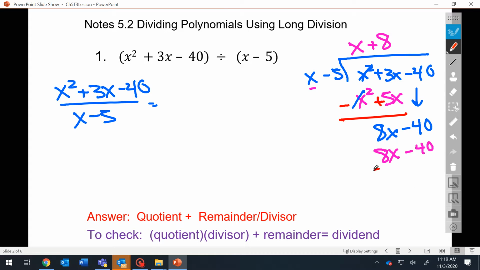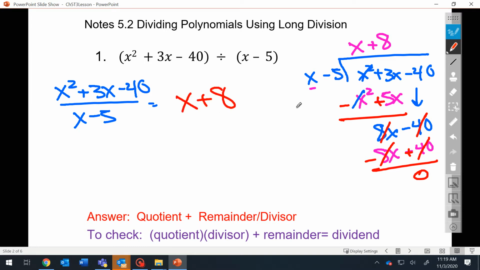Once again, we're subtracting, so we change the signs. The 8x becomes negative, the 40 becomes positive. 8x minus 8x cancels, negative 40 and 40 cancel. So these actually divide evenly. x minus 5 goes into x squared plus 3x minus 40, x plus 8 times.